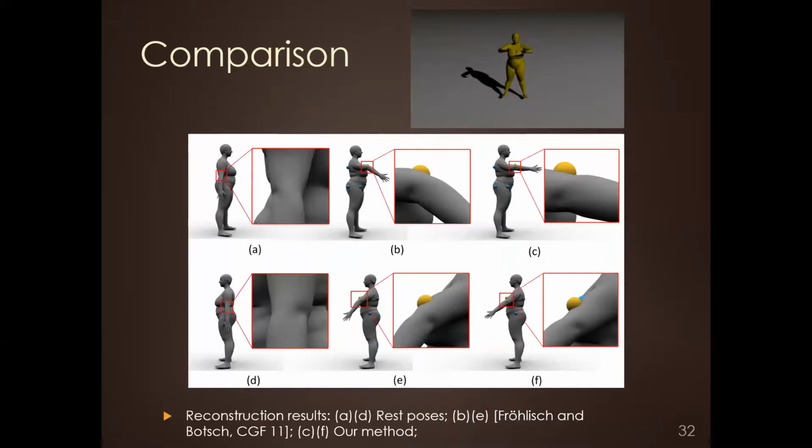And here shows another comparison between the example-driven deformation by Froelich's method and our component-driven method. On the top is a shaking arm data set, which is used to extract components for our method and to be the examples for the example-based method. A and D are rest poses, B and E are the results by the example-driven approach, and C and F are results by our component-driven method.